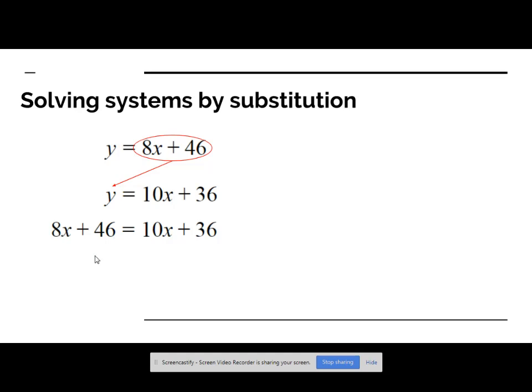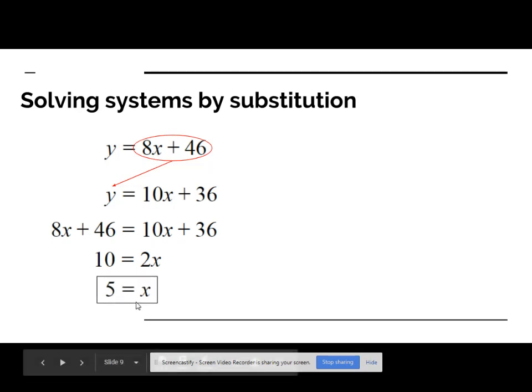Now we solve for x. You subtract 8x from both sides, subtract 36 from both sides, divide by 2, and we get that x equals 5. So we've solved for x. Remember that that's not the end. We still have to figure out what y is, but we know what x is. X is 5.